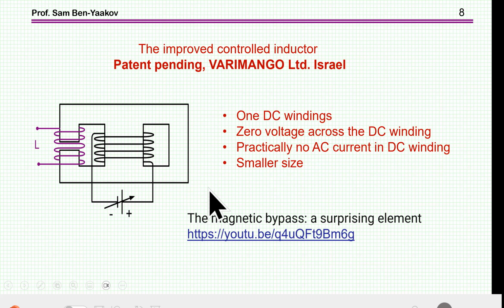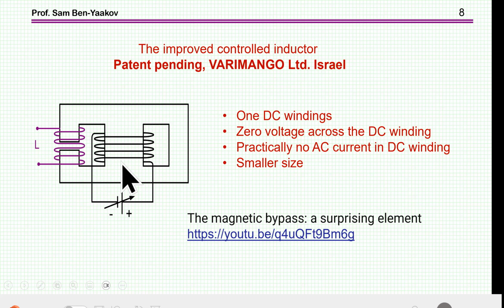Now, here is one form of the new variable inductor that I am presenting in this video. Let me just point out that there is a patent pending on this particular design, belonging to the VARIMAGNO company. Again, this could be built around a double E core. We have a gap here. This is the inductor winding. And then we have one winding for the DC on the mid core.